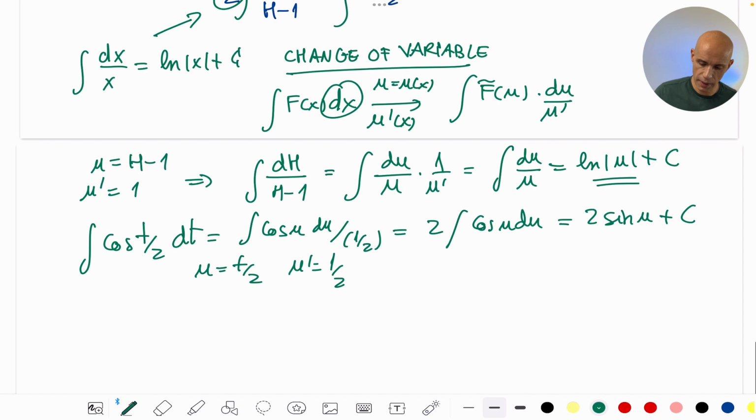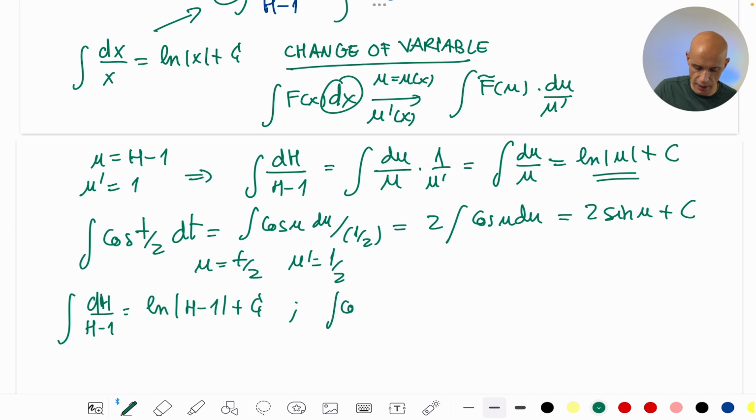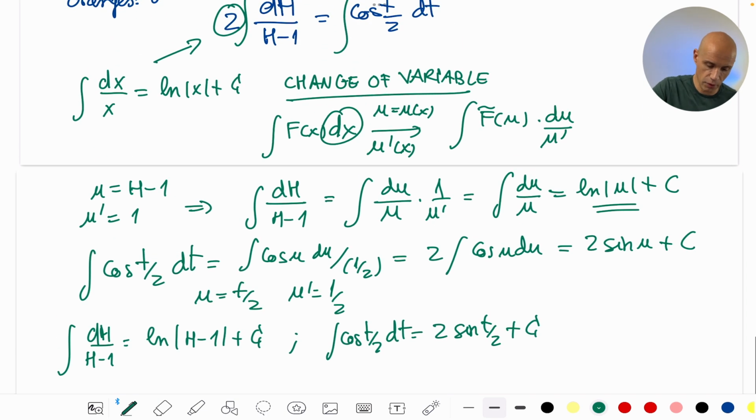So the first one, remember the change was h minus 1. So for the first case, what we have is that the integral of dh divided by h minus 1 is going to be the logarithm of the absolute value of h minus 1 plus the famous arbitrary constant. For the other case, the integral of cosine of t/2 dt, we are going to have twice the sine of t divided by 2 plus the arbitrary constant. Now we have to make them equal to each other. Remember that we have a factor 2 here.